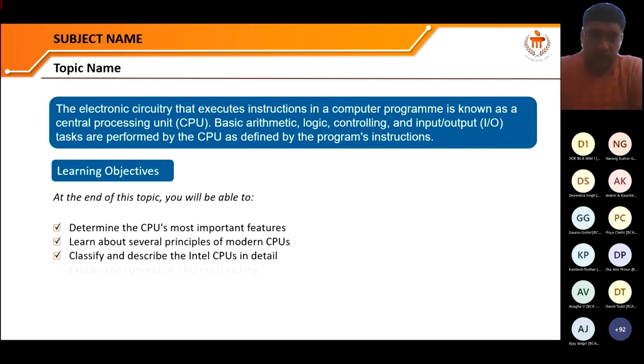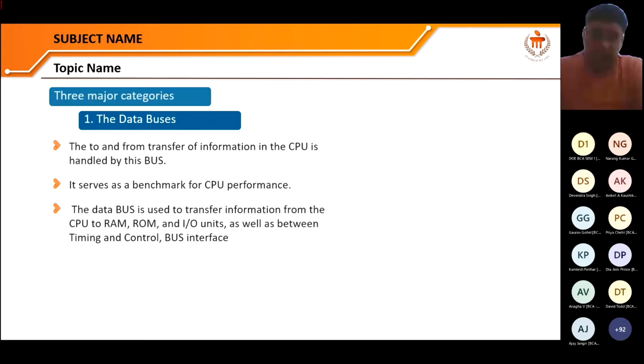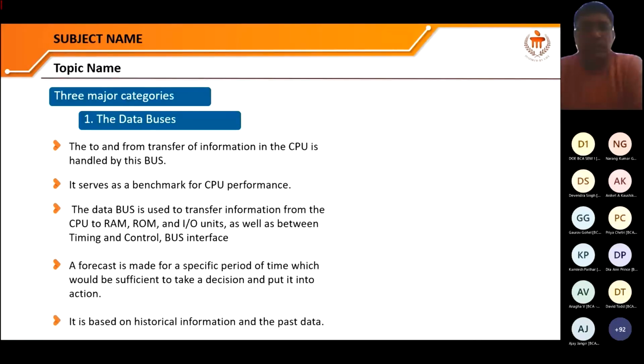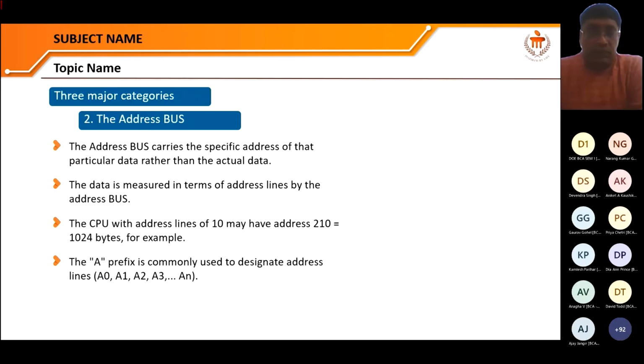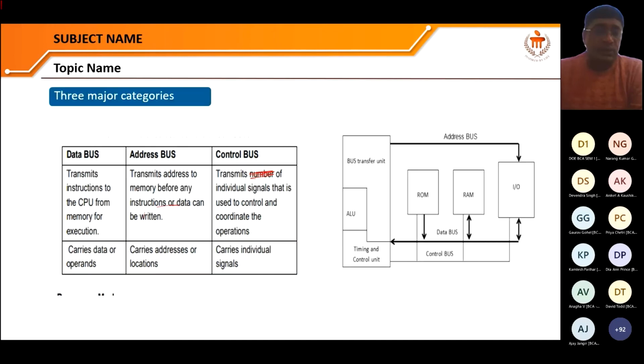Here we have understood three features: data buses, address buses, and control buses. In data buses, we understood that the CPU can transfer data from one device to another device. In address buses, we decide where to put the data and how we can get the data, and it is identified by the address lines, denoted by A0, A1, A2, A3. Control buses control the various tasks, like read and write operations. And here we have seen the architecture of the address buses.